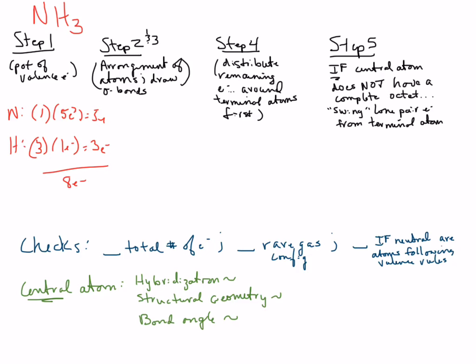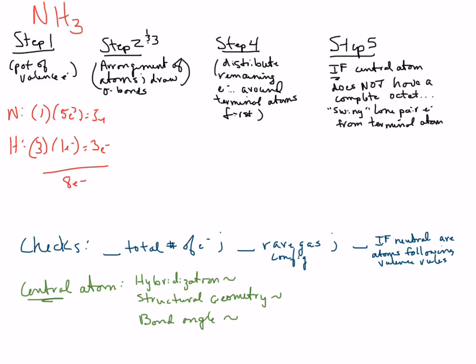So nitrogen, there's one nitrogen atom. It's 5A, so there are 5 valence electrons. My writing is terrible there, but that's 5 electrons. For hydrogen, there are 3 hydrogen atoms. Each of them brings 1 electron, so there are a total of 3 valence electrons brought by those 3 hydrogen atoms. So 5 plus 3 is 8. That's our pot right there.